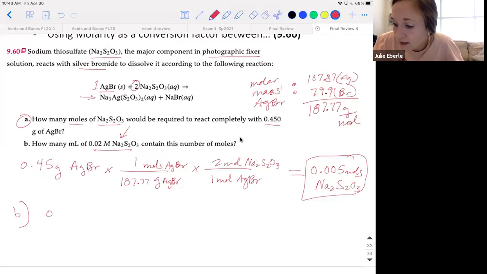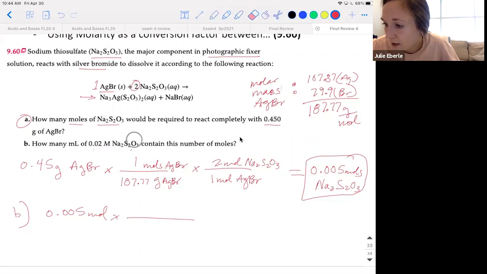So I'm going to start with my 0.005 moles. This is using molarity to convert from moles to milliliters, because I know, I'm going to rewrite right here in my problem, that 0.02 is that many moles per liter. That's what molarity means. So I want moles to cancel and I want to convert to a volume. So for 0.02 moles, that's 1 liter.